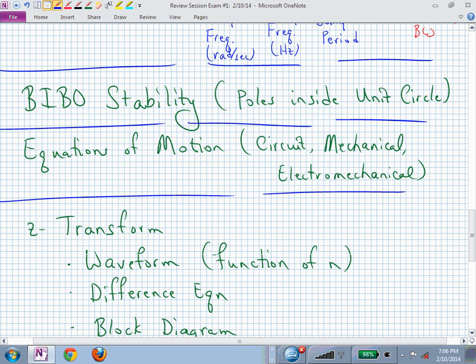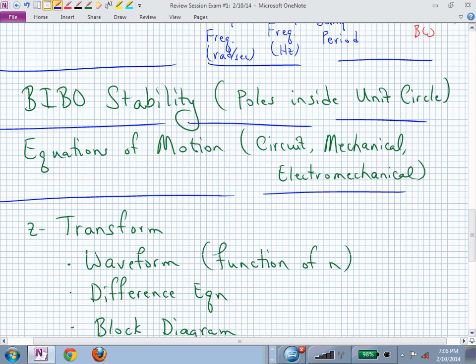BIBO stability, bounded input, bounded output stability. What does that mean? That means if you have a system's transfer function, G of Z, then it's okay to not worry about things anti-causal and causal. Now you have a system. Now that system's poles need to be inside the unit circle.